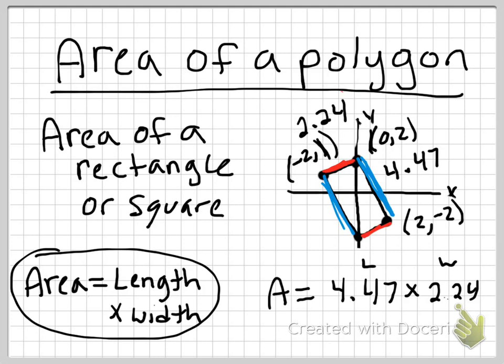And again, all I have to do is multiply them. So 4.47 times 2.24 gives me an area of about 10.01. And again, that's going to be units squared because you're looking for area. Okay, so again, for area of a square or rectangle, if it's tilted, just choose one side to be your length, one side to be your width, multiply the two of them together, and that gives you your area. Alright, if you need anything from this screen, go ahead and get it. I'm going to switch screens.